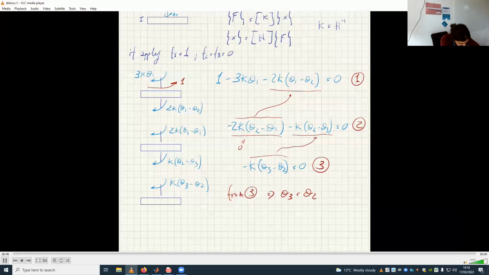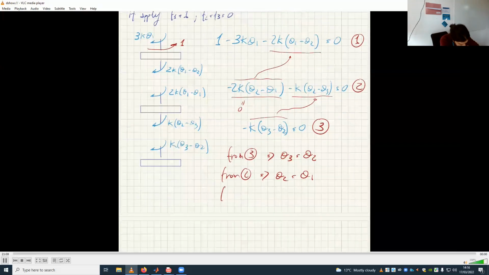And then from 2, again, this is 0. So in how many ways can this be 0? Either k is 0, again, it's not the case. So θ2 must be equal to θ1. From 2, I get that θ2 equals θ1.